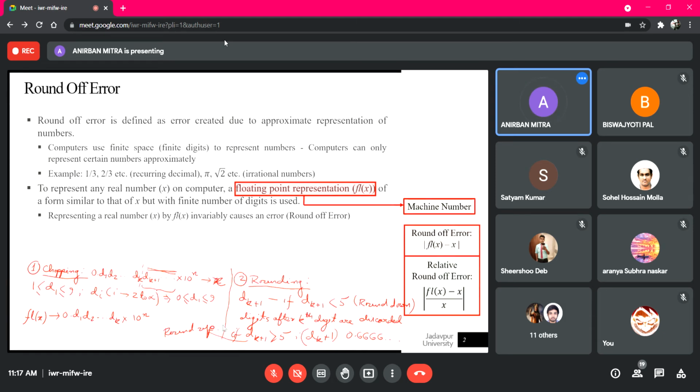But the thing is, whether you do chopping or rounding, you are going to introduce some approximation and hence some round off error is going to come.